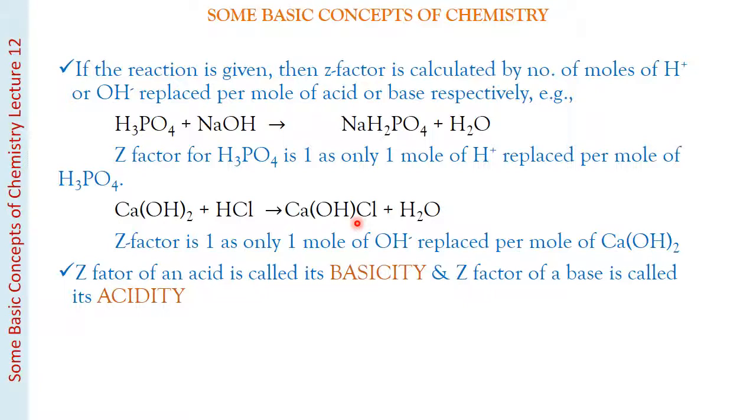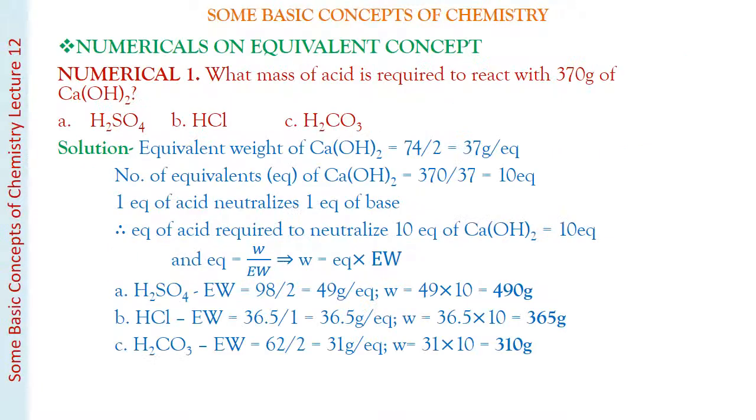So I hope this is clear, and it is a very important fact that you should remember. The Z factor of an acid is called its basicity and the Z factor of a base is called its acidity. Now let us do a few numericals based on the equivalent concept. This will help you strengthen the concept which we have just learnt.